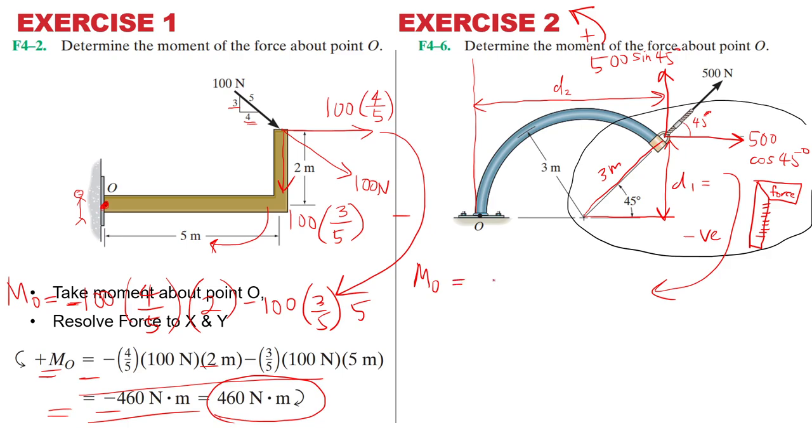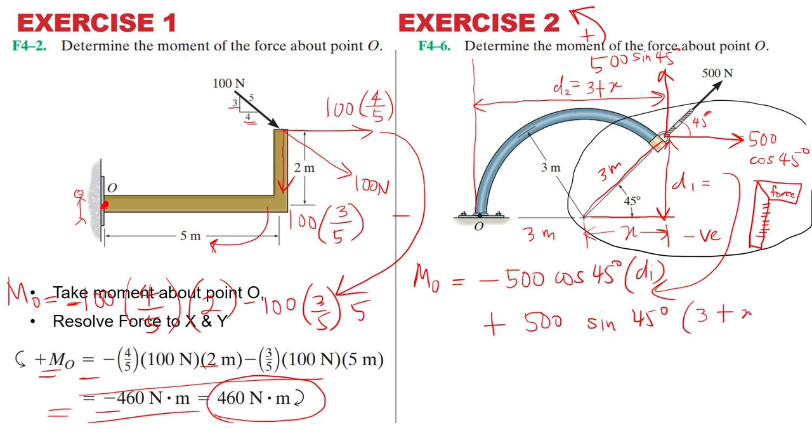So, right. Moment sama dengan. Ini negative eh? Negative 500 cos 45. Remember, kali distance D1. Ha, carilah distance ni. And then, positive pula. Atas ni positive. 500 sin 45 degrees kali dengan D2. D2 berapa eh? Boleh lah, ni cari pula. Ini distance X. Campur dengan 3 meter kan. Dapat ni. Campur 3 meter. Dapatlah D2. D2 sama dengan 3 meter campur X.